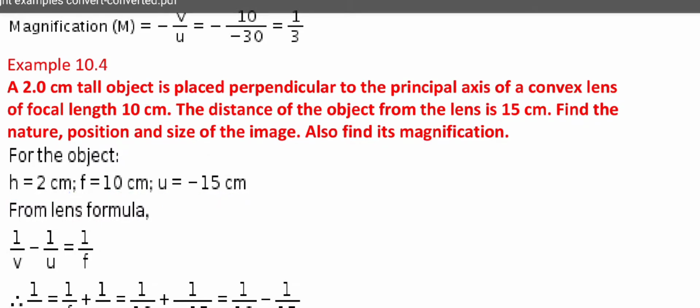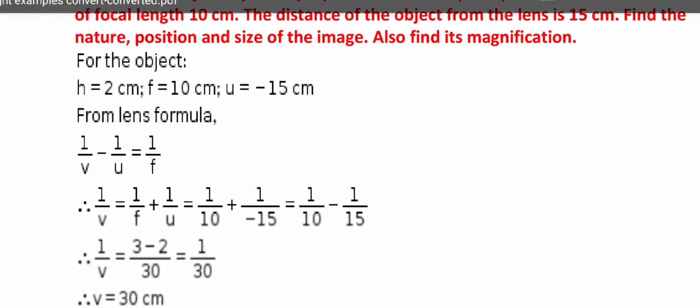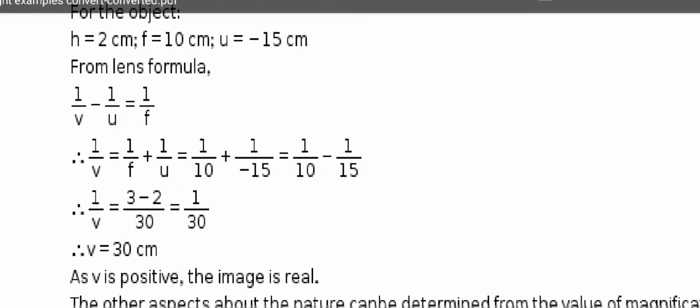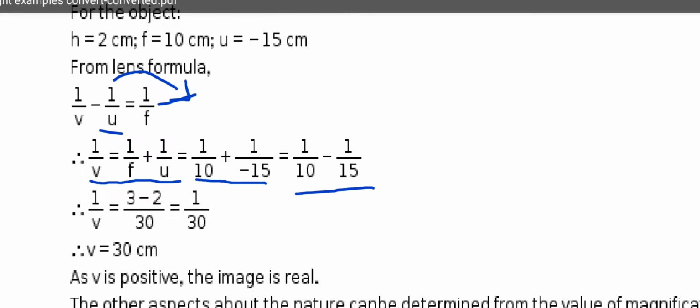We have the formula for lens. 1 by f is equal to 1 by v minus 1 by u. So we need v, so we will keep v on the same side. We will move the u to the other side. So 1 by v is equal to 1 by f plus 1 by u. So 1 by v is equal to 1 by 10 plus 1 by minus 15. So 1 by 10 minus 1 by 15. So cross multiply or take LCM, you will get v as 30 centimeter.